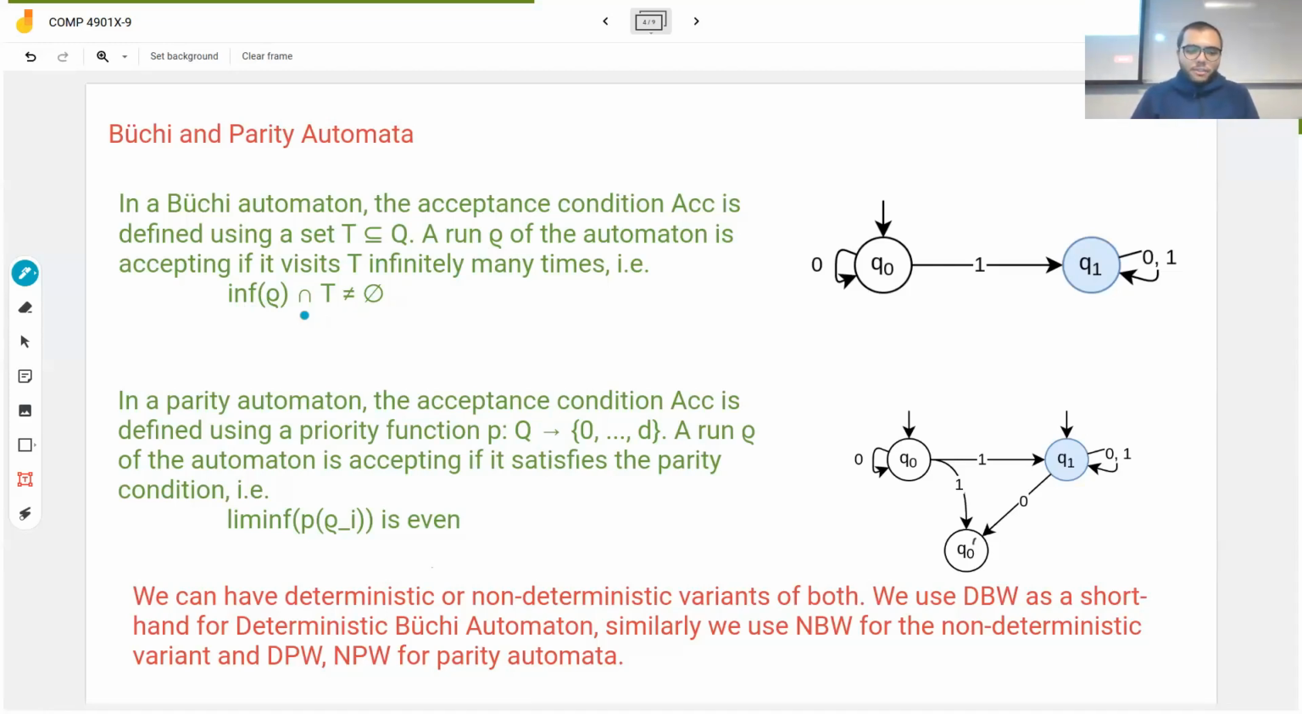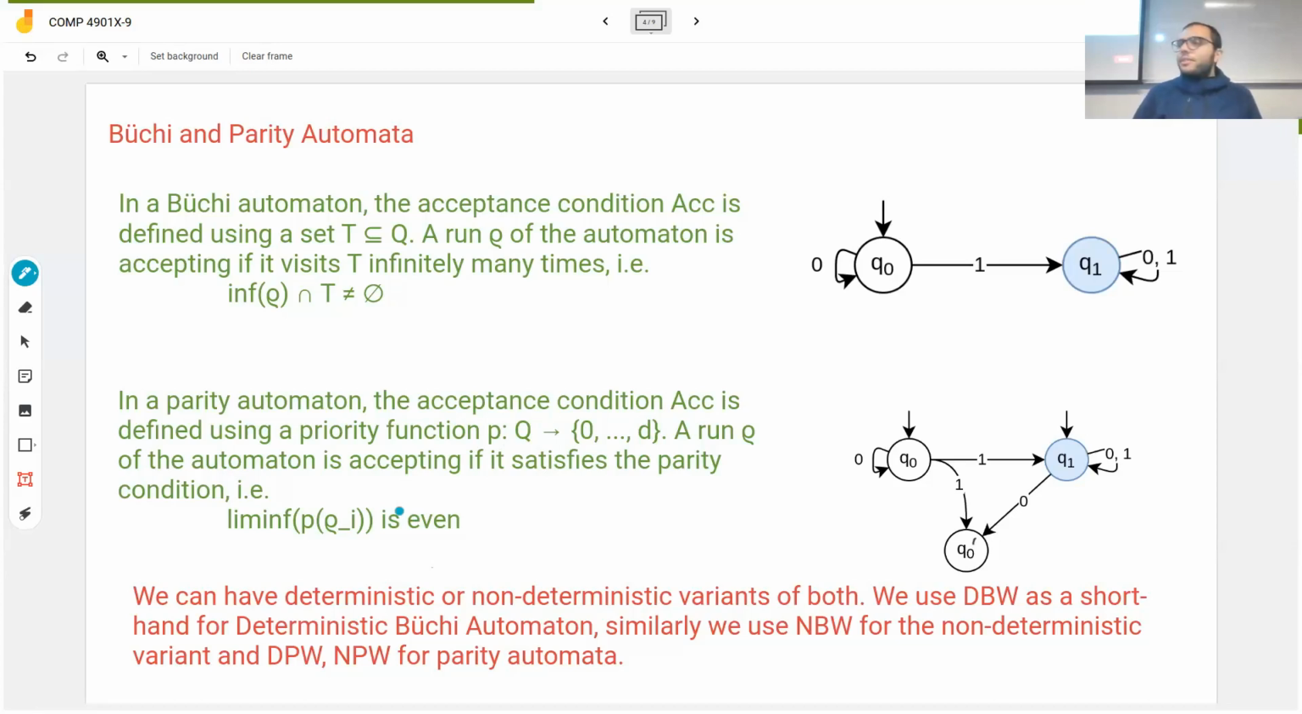Now for parity, I can do something similar. Today, we're not going to talk too much about parity, but I'm just going to define it anyway. It's just like the game. I'm going to assign a priority to every state of my automaton. Then if I have an infinite run, I can check the parity of the run, which is the smallest priority that was seen infinitely many times. I can say this run is accepting if this smallest infinitely seen priority is even. Otherwise, this run is rejected.